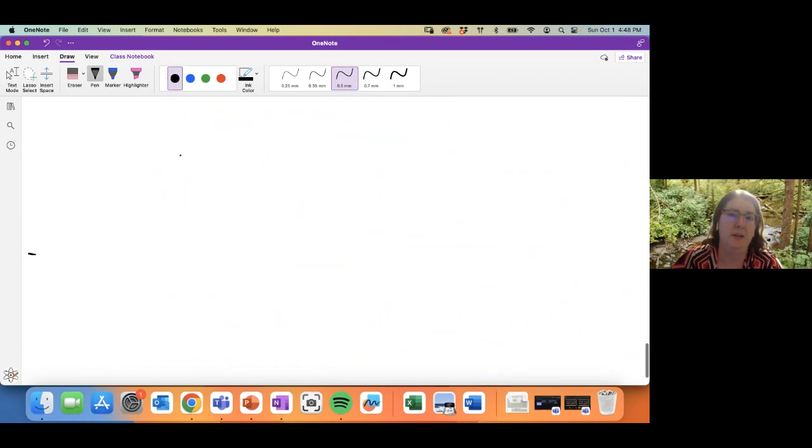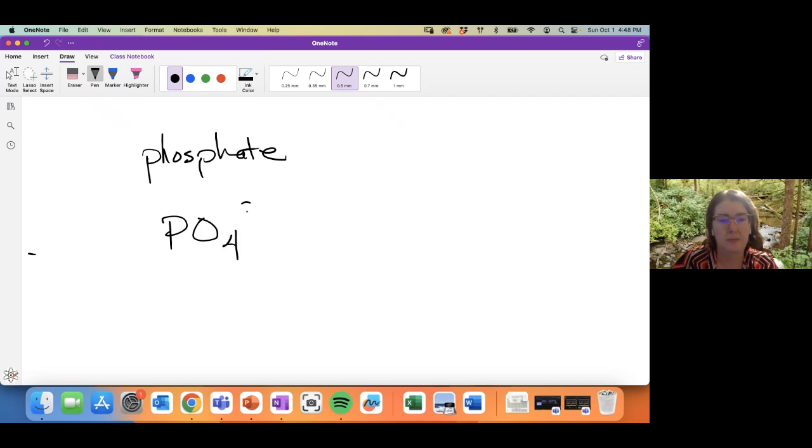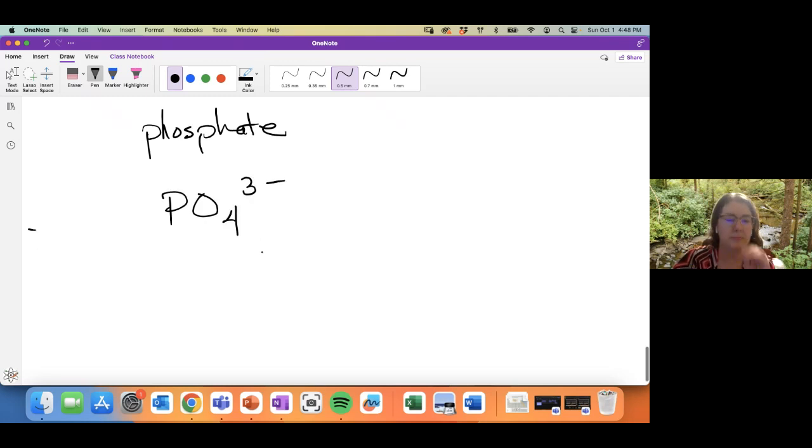But what we're going to do is go ahead and draw the Lewis structure for phosphate. It's an example that I do out of my notes if I have time in class. Otherwise, I threw it on the workshop. So, phosphate.